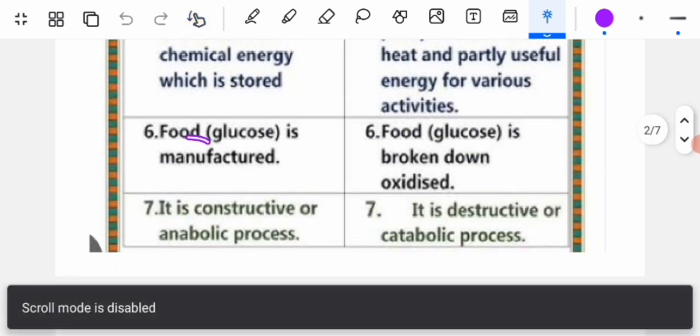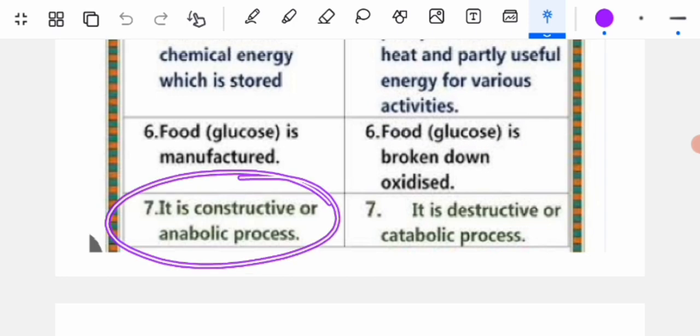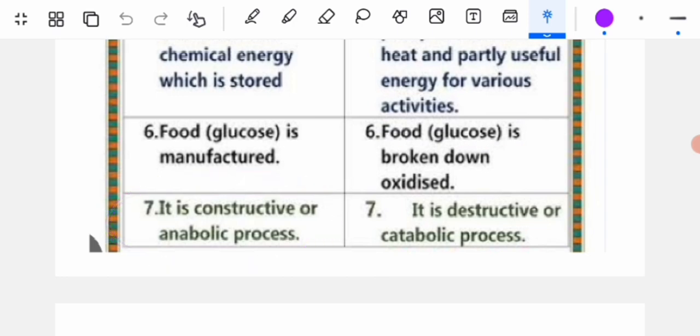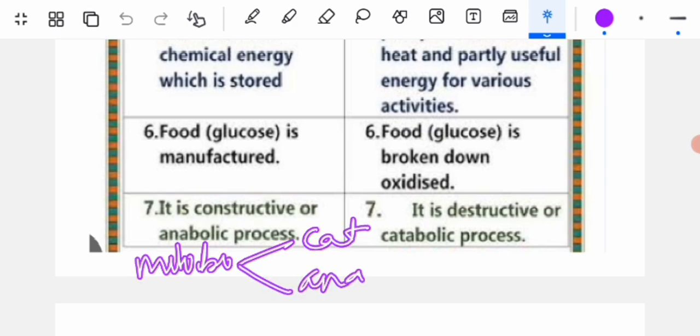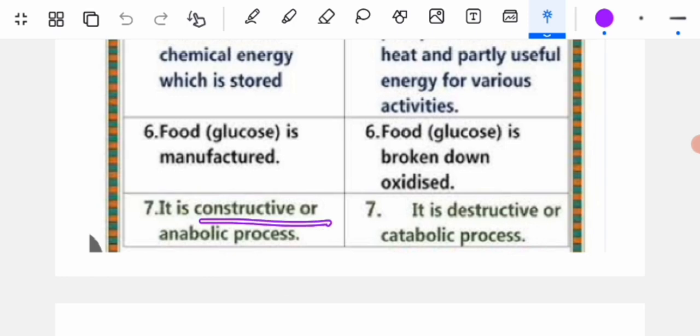What is prepared here? Glucose is prepared, but in respiration glucose is broken down and oxidized. What is it here? It is a constructive or anabolic process. Do you remember I have said that in metabolism we have two processes, एक catabolism और एक anabolism है ना. यहाँ पर ऐसा ही होता है. Catabolism means it's destructive, it's breaking है ना. Photosynthesis में क्या होता है? We are preparing glucose, means it is constructive, it is anabolic, it is making.